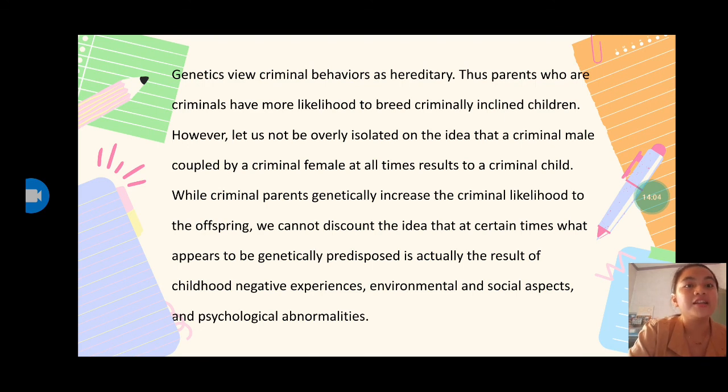While criminal parents genetically increase the criminal likelihood in offspring, we cannot discount the idea that at certain times what appears to be genetically predisposed is actually the result of negative childhood experiences, environmental and social aspects, and lastly, psychological abnormalities.